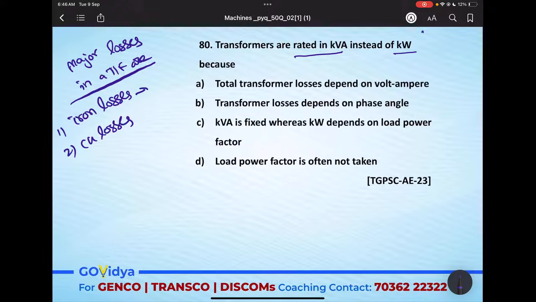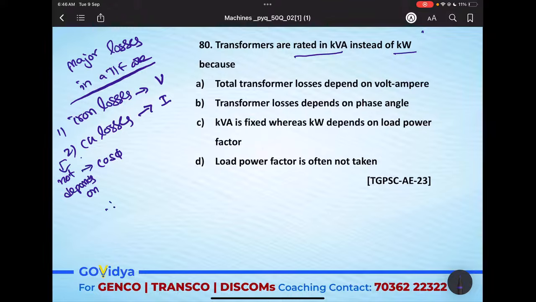Yes, the iron losses are directly proportional to voltage. Iron losses depend on the voltage and copper losses depend on the current. These losses do not depend on power factor at all.